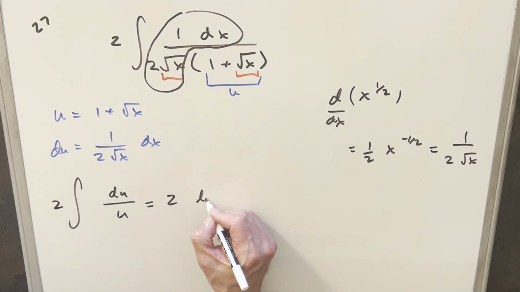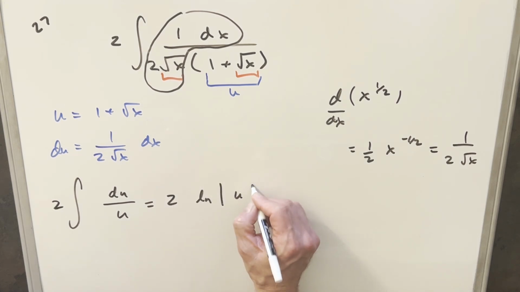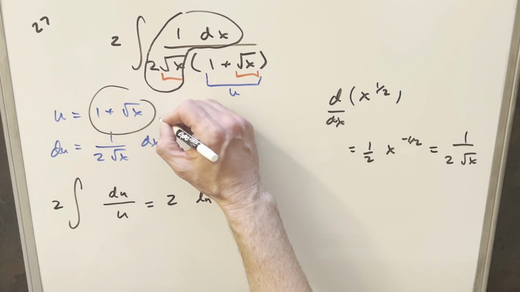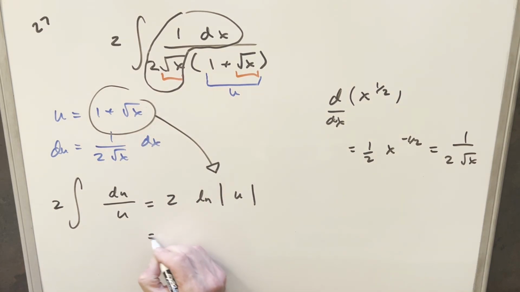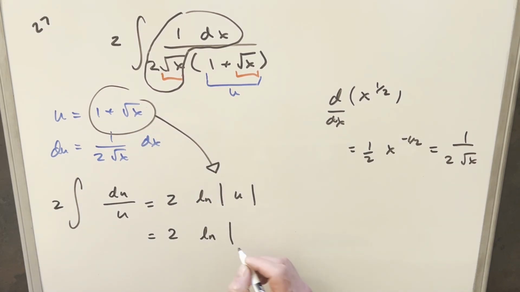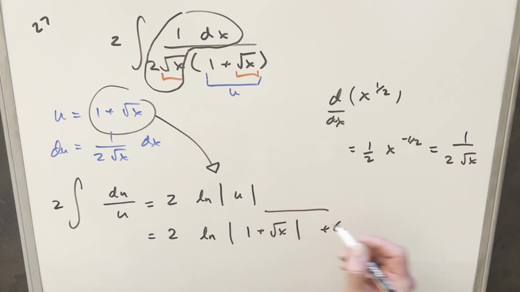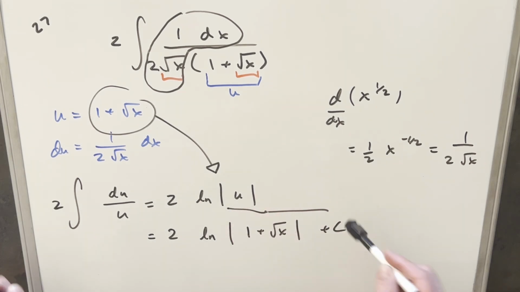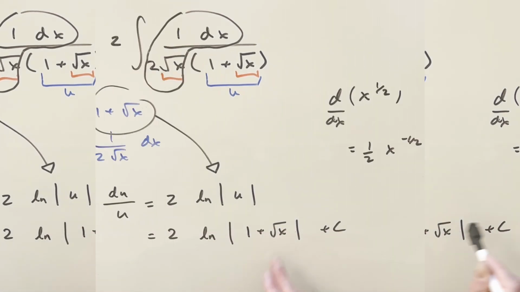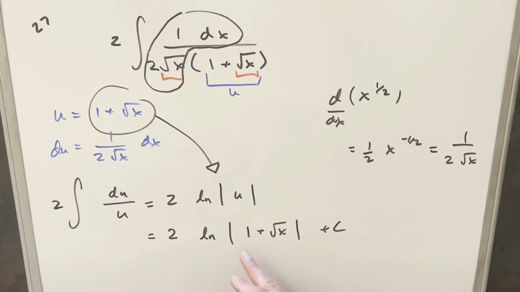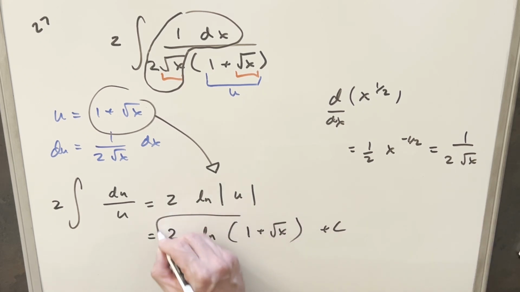We'll have our 2. This is going to become natural log absolute value of u. Then we can just back substitute here to finish it off. So for my final solution, we're just going to have 2 natural log absolute value of 1 plus square root of x, plus c, and that's almost it. Just notice that square root of x is always positive, and we're adding 1, so this whole thing is always positive. Get rid of the absolute value. We can just use parentheses, circle it, and that's it.